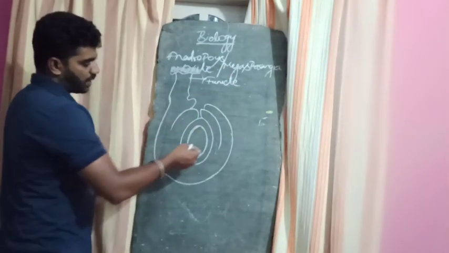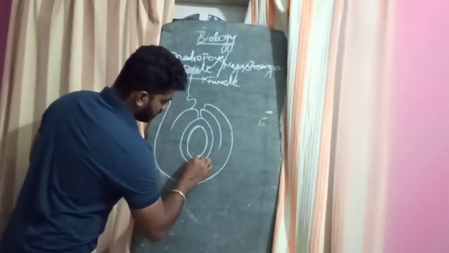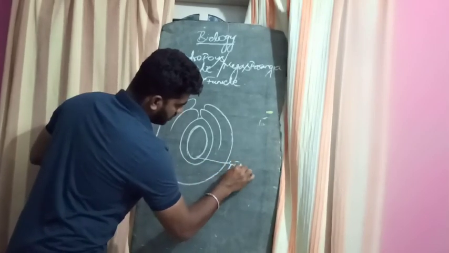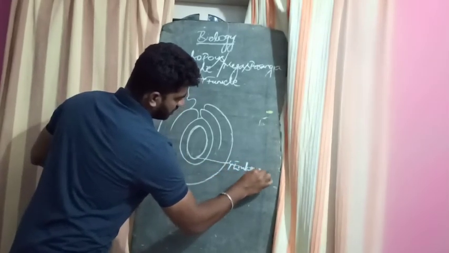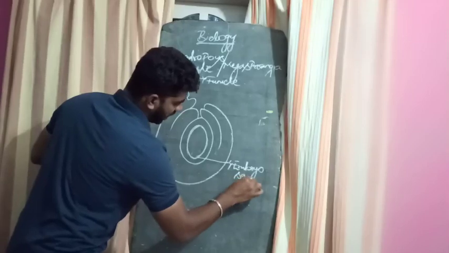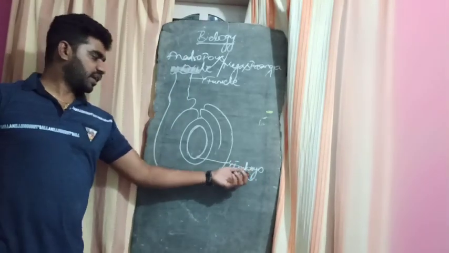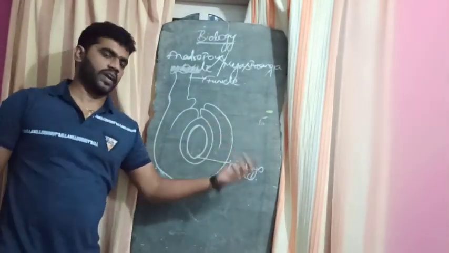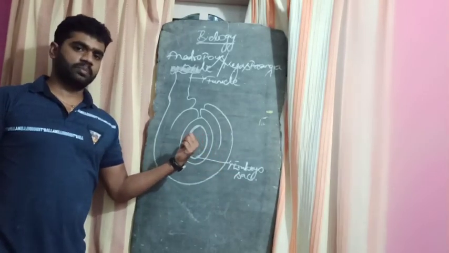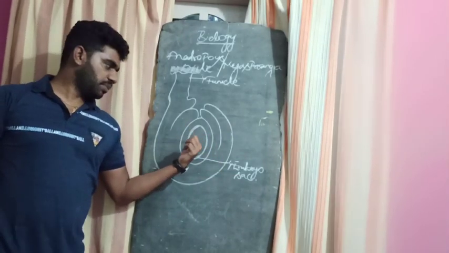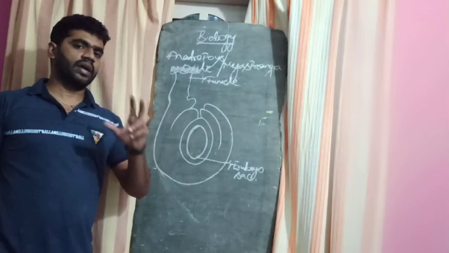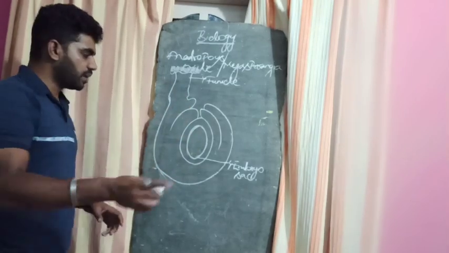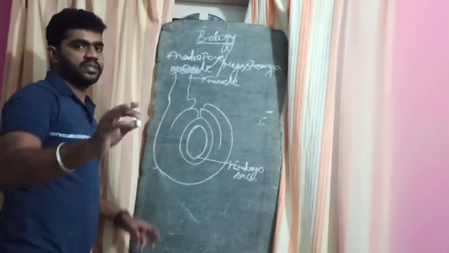Let us see the parts. The first part is the embryo sac. This embryo sac is also called the female gametophyte, and we will discuss it in detail. Please remember, the embryo sac is also called the female gametophyte, and inside it we can see the egg cells.